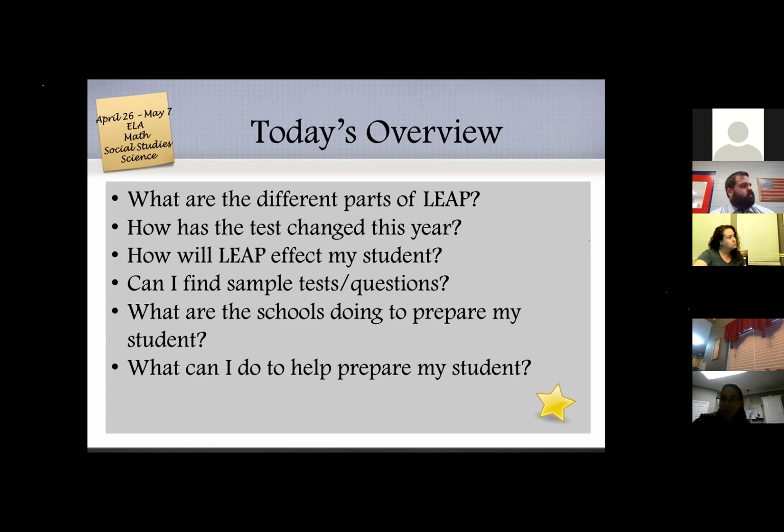LouisianaBelieves.gov has sample tests for math, science, social studies, and ELA. They have them per grade level, and you can print them, things of that nature. I'll tell you now that they are working in class with the teachers. The teachers are working heavily with them on what the questions look like.